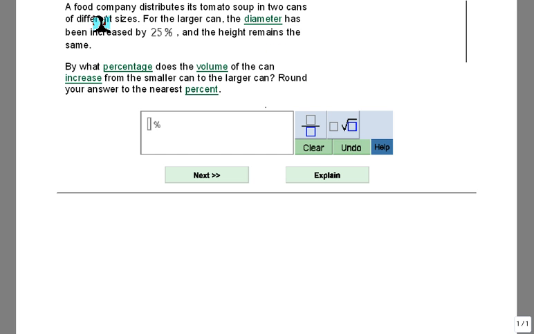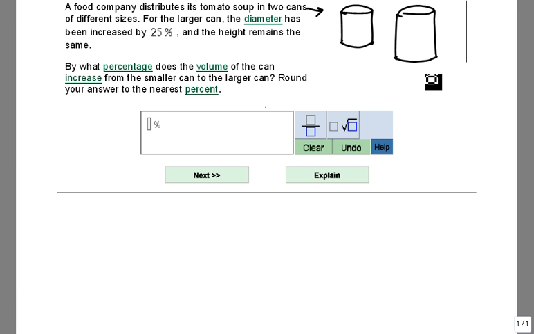So step number one, it says a food company distributes its tomato soup in 2 cans of different sizes. So cans, we can assume, are cylinders because that's our common concept of cans. Different sizes. So we have a smaller can, and then we have a larger can. It's kind of like Safeway size versus Costco size.